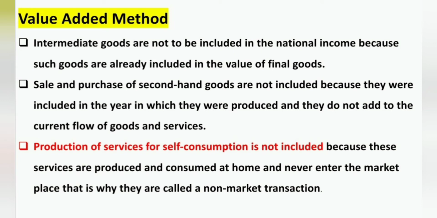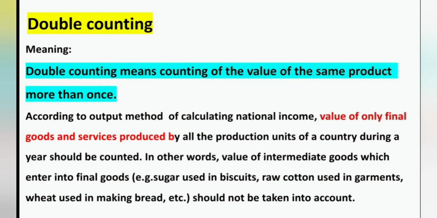Then, the value of goods produced for self-consumption is included. But the production of services for self-consumption is not included. For example, a mother teaching a child at home. So that service for self-consumption is not included. Because these services are produced and consumed at home and never enter the marketplace, that is why they are called a non-market transaction. Now, what is the problem of double counting?